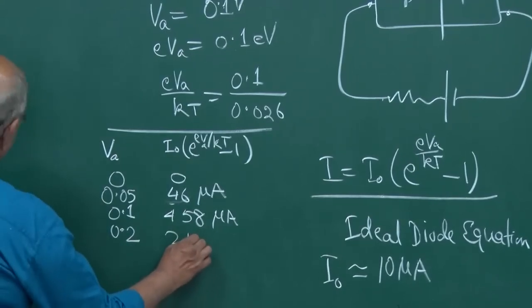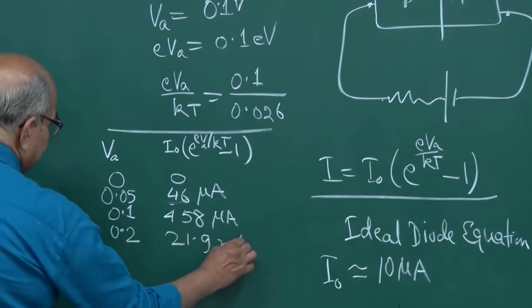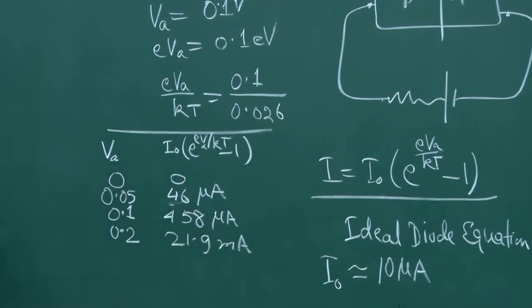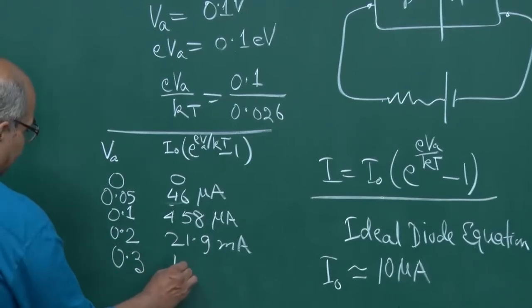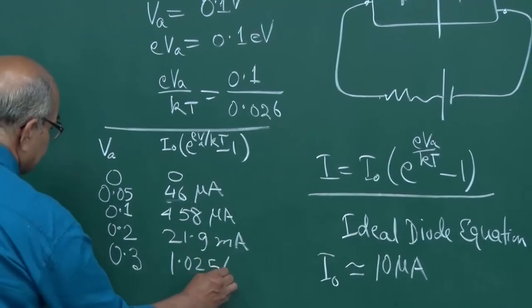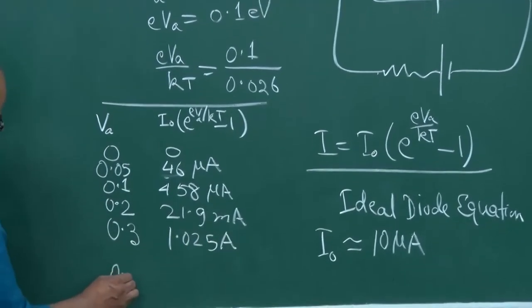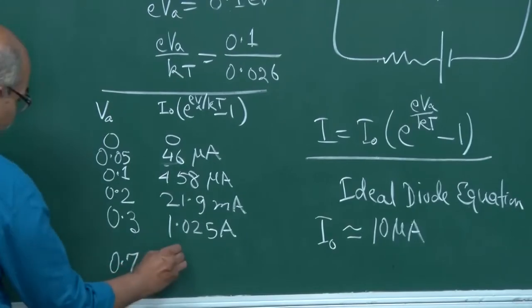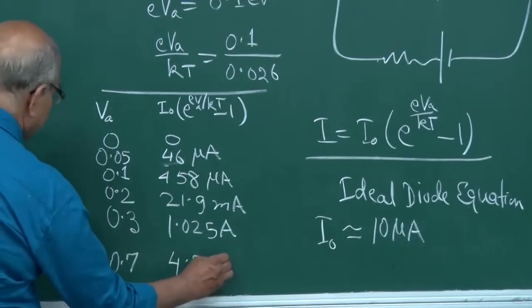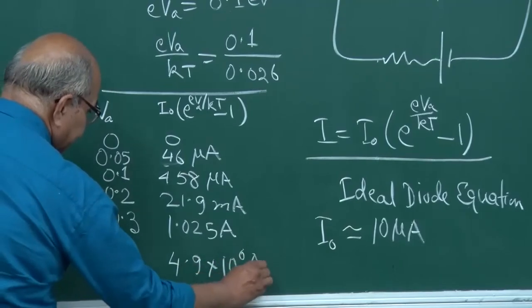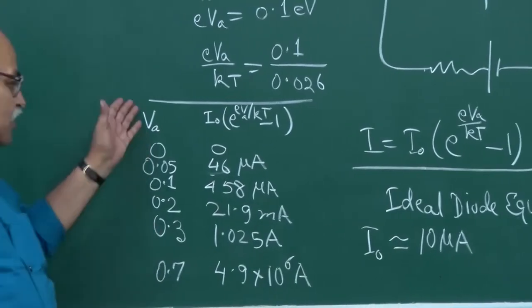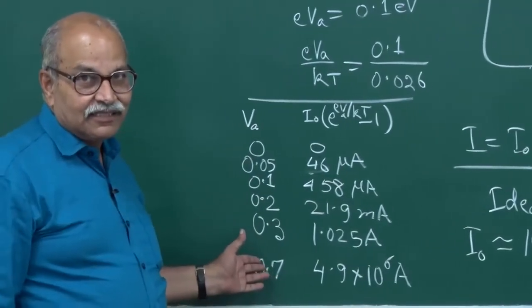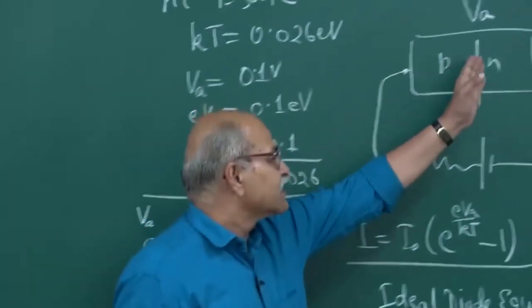This is 21.9 milliamperes, and if you take 0.3, this number is 1.025 amperes, and if you take this as 0.7, then you have 4.9 into 10 power 6 ampere. So this gives you a kind of feel that you cannot apply large voltages. You cannot apply large voltages here.